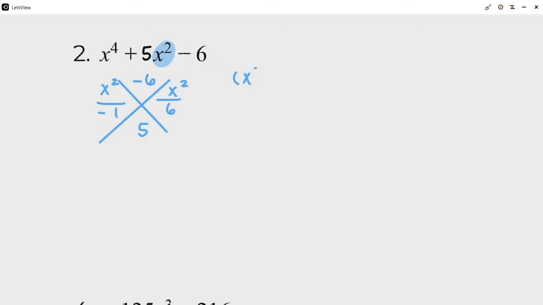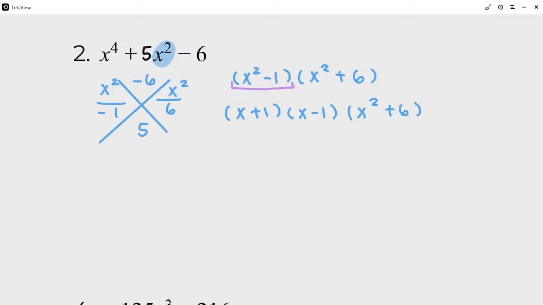So this would be x squared minus 1 times x squared plus 6. But x squared minus 1 is a difference of two squares, so we can factor that further into x plus 1 times x minus 1, and then x squared plus 6. So this would be factoring it all the way, or factoring it completely.